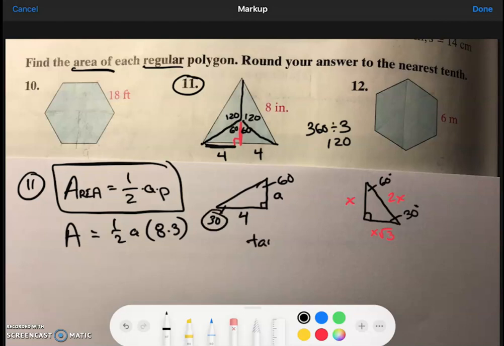I'm going to say tangent of 30 degrees is equal to opposite apothem over adjacent, which is 4. Once I know what the apothem is, and of course you're going to use a calculator, just plug it in here. We already know that the perimeter is 8 times 3, 24, and so you would just crunch it all together and get the area using trig.